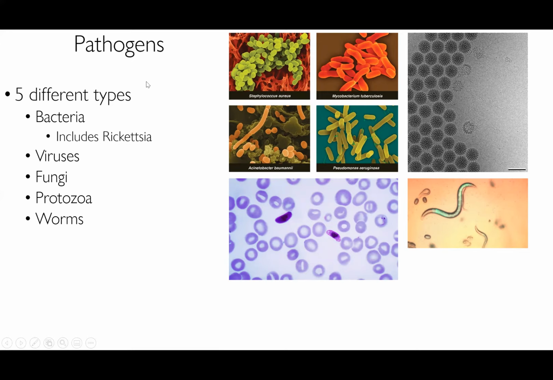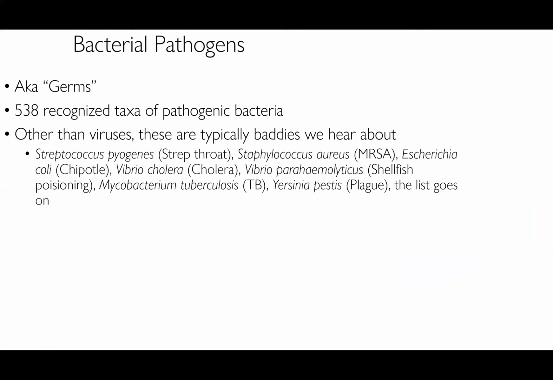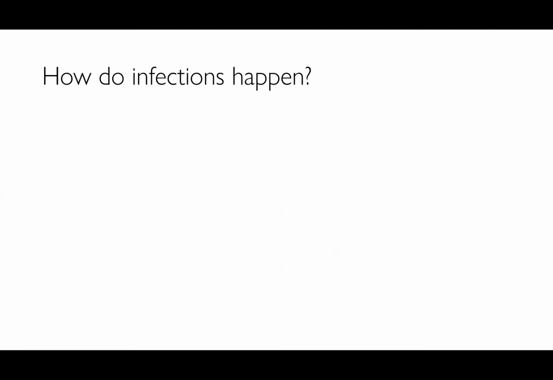So we'll start off by talking about bacterial pathogens. So these are our germs. There are currently 538 recognized taxa that are infectious. Other than viruses, which we typically consider to be probably the most common type of infectious disease, these are typically the baddies we hear about, including strep throat, MRSA, E. coli from, if you like, Chipotle, cholera, shellfish poisoning, so Vibrio parahaemolyticus, tuberculosis, the Black Plague, and the list goes on and on and on. There's no shortage of fascinating pathogens, and I should say deadly pathogens out there as well. So what we're going to talk about is how do these infections happen?